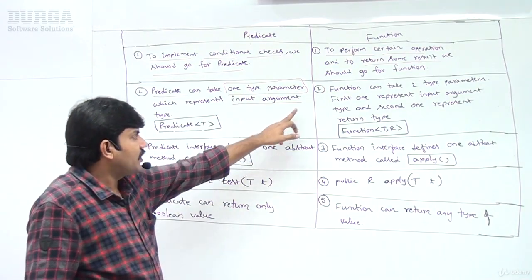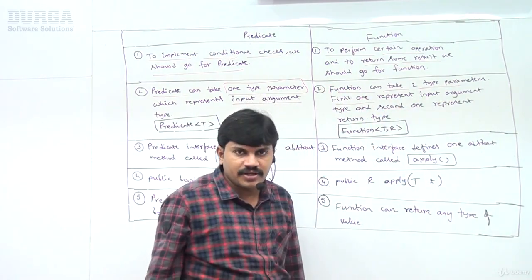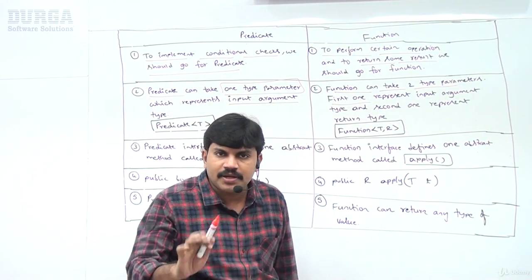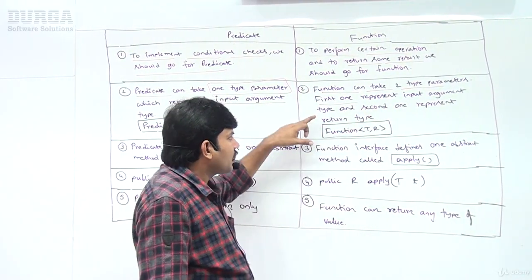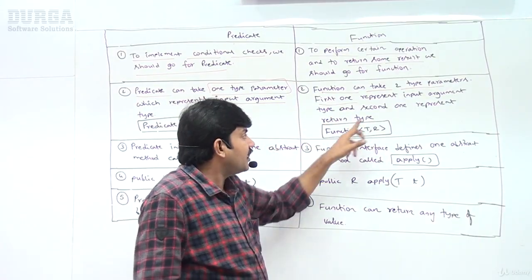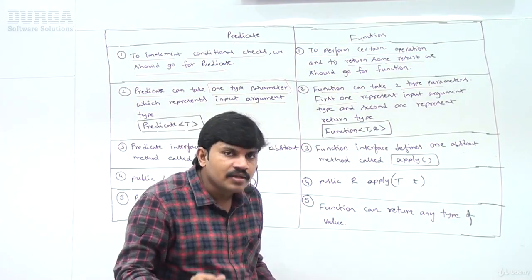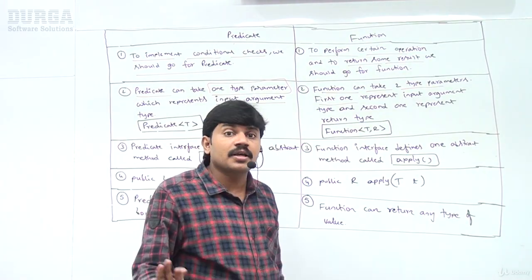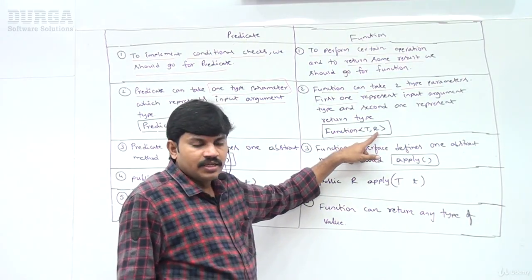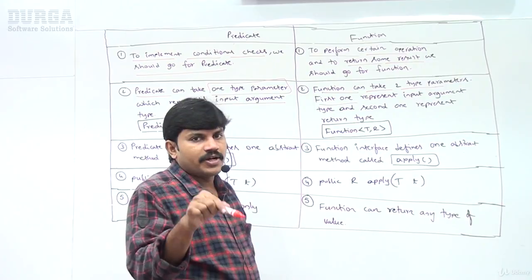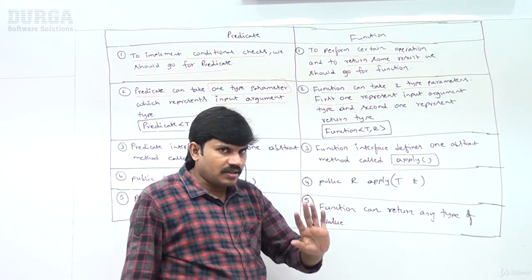But what about function? Function can take two type parameters. Are you getting that? Function can take how many type parameters, right? Two type parameters. Sir, the first one represents the input argument type, the second one represents the return type. Why do we have to specify return type? Because return type need not be boolean. It can be any type. That's why we have to specify it at the beginning only. What input type you are going to provide, what return type you are going to get. Okay, two type parameters are there.